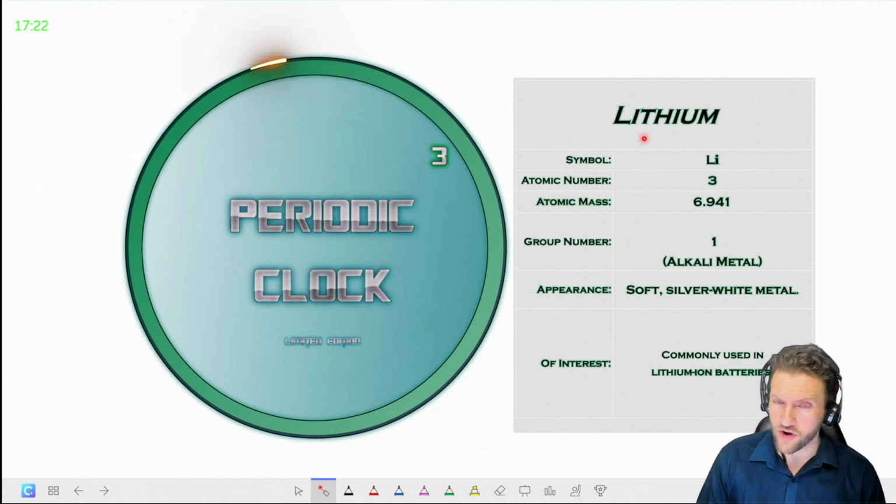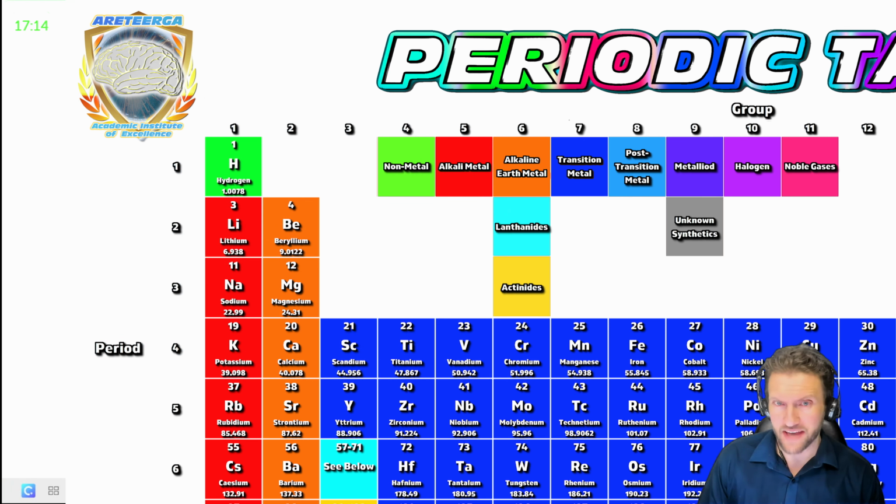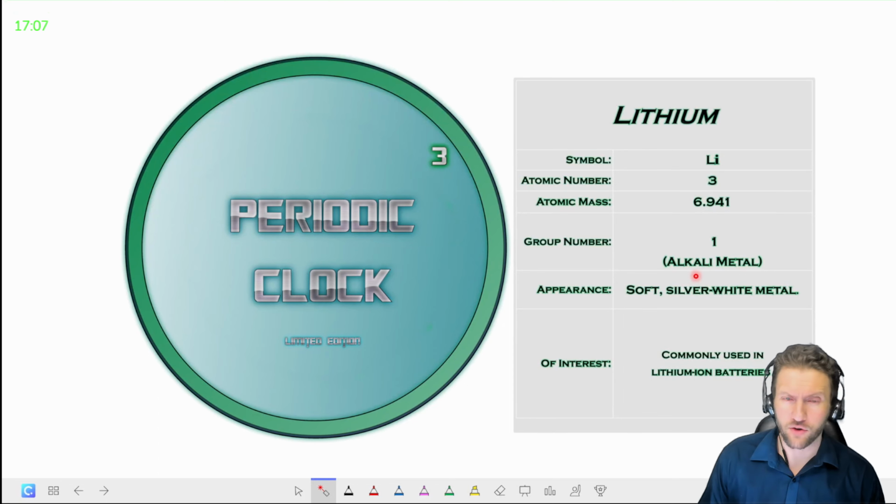Number 3 can only be lithium. Abbreviation or symbol Li. Element number 3 or atomic number. Take note of the mass there. We're approaching 7, very close to 7, 6.94. And in terms of our group number, we are in group 1.